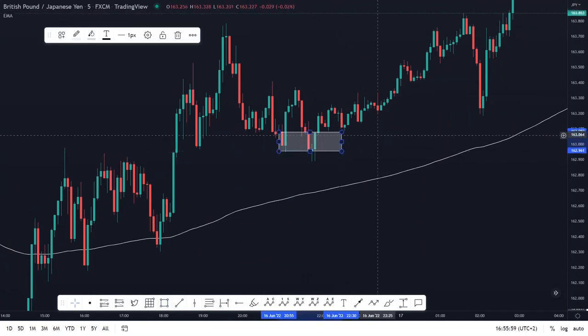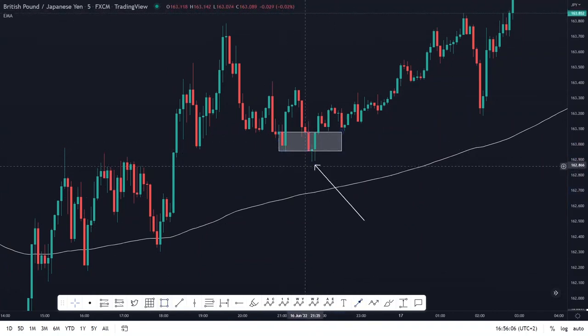We draw the zone here, but price spiked below our zone here, so that means this one will be invalidated. Okay guys, please remember that.